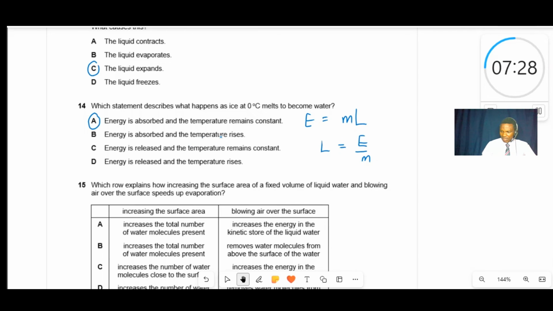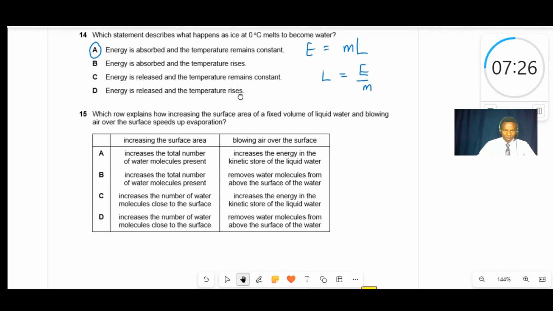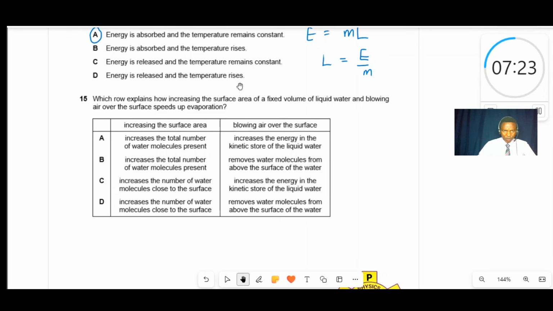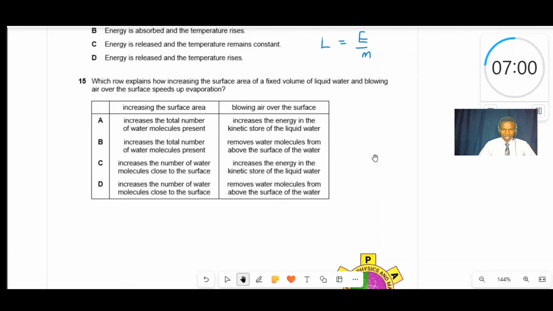Now let's look at question 15. Which rule explains how increasing the surface area of a fixed volume of liquid water, and blowing air over the surface, speeds up evaporation? So basically, this question is comparing and contrasting evaporation versus boiling.